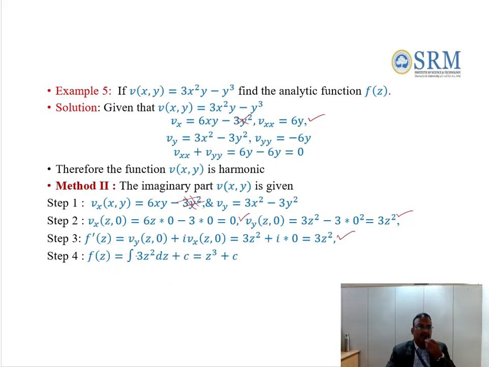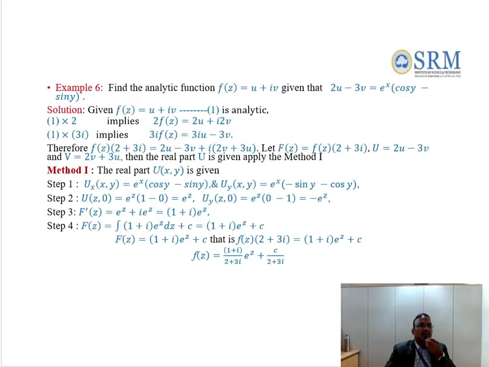If you integrate this, the integral of 3z square dz plus the integrating constant c, that gives z cube plus c. Okay, that is the required analytic function. So next we move to the next problem.